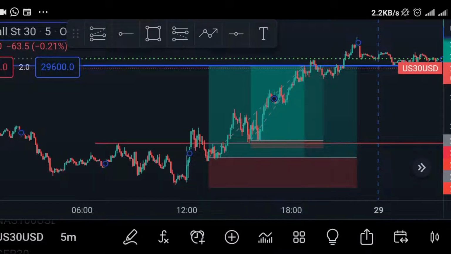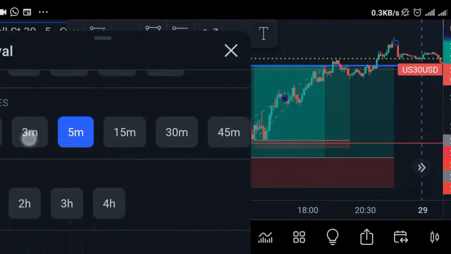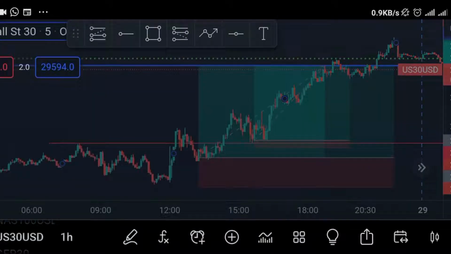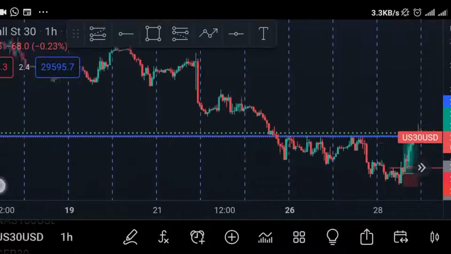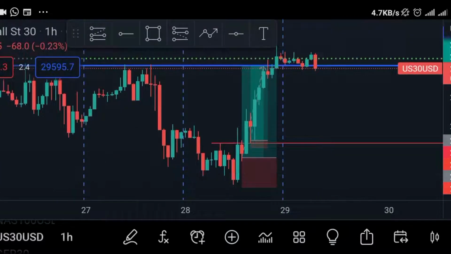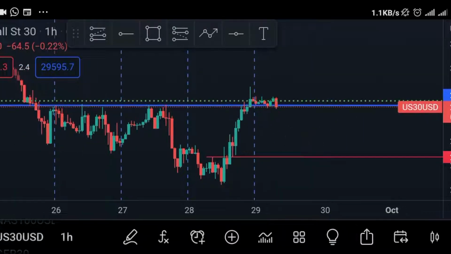I don't like entering when price is near the target. So I only entered 2 opportunities yesterday: the first trade, then the second one when I scaled in. Yesterday's trade was quite easy. Let me go to our time frame and quickly delete the tools and all, so that our chart becomes clean.